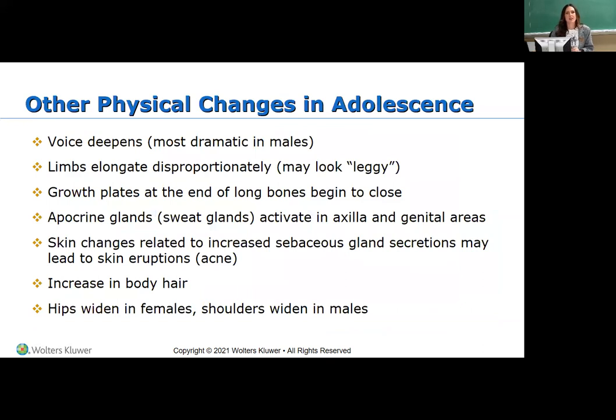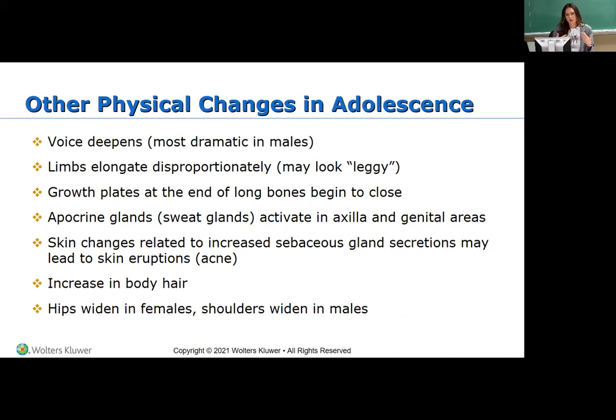Other physical changes in adolescence include some voice deepening, both in females and in males. Of course, it's most dramatic in the males. During the early to middle stages of adolescence, when their vocal cords are starting to mature, you'll have that squeaking voice, and those guys will have that weird shift, and they're really self-conscious about it. So you have to be really careful not to mention it or point it out. We do not want to make these kids too self-conscious about themselves.